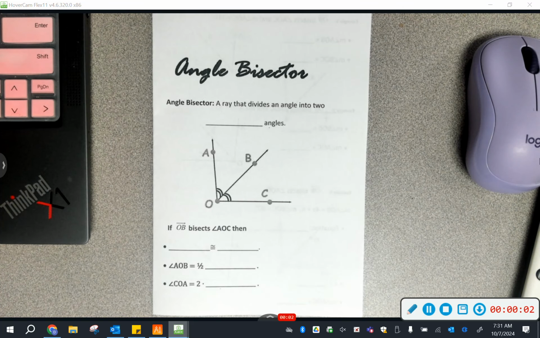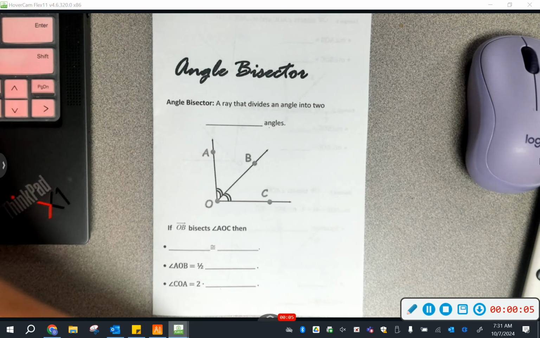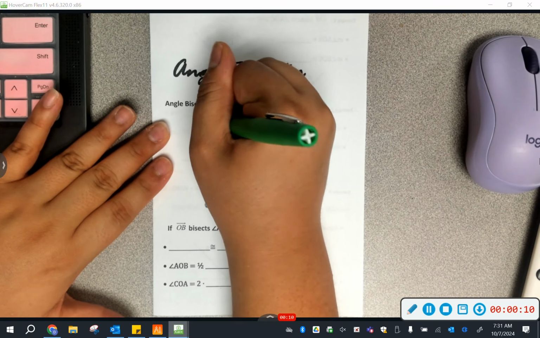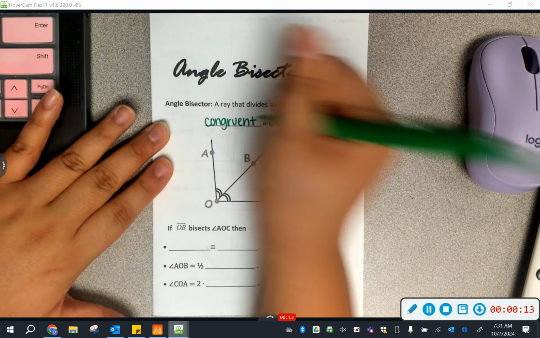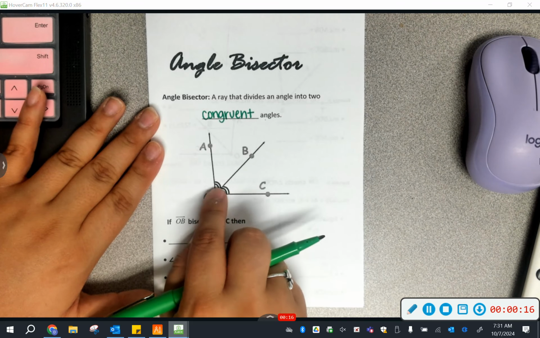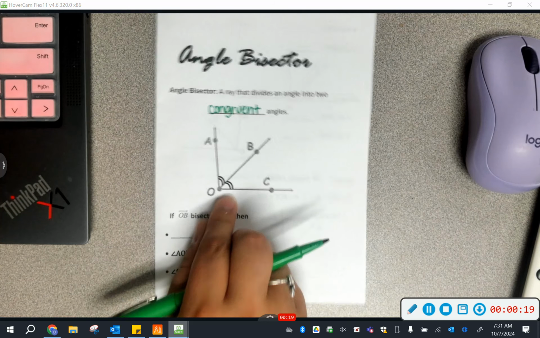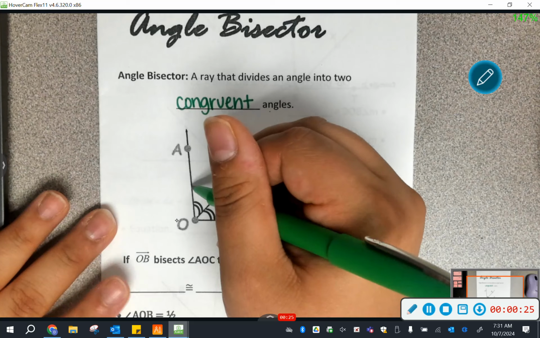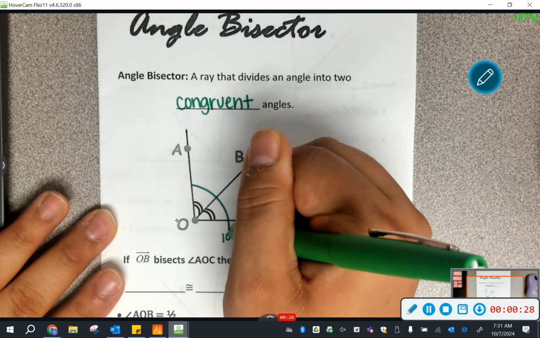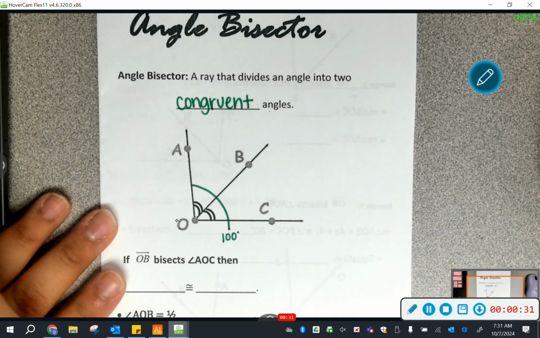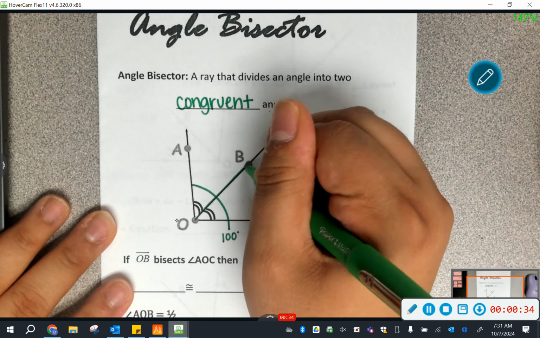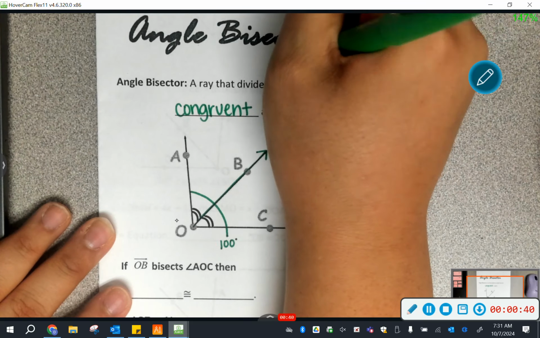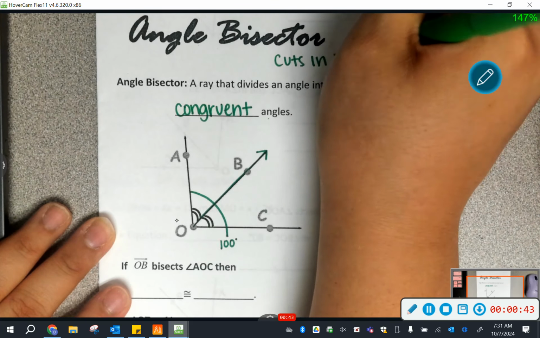An angle bisector is a ray that divides an angle into two congruent angles. If you remember, I told y'all, if angles are congruent, they're going to have little arches or arcs. So these are congruent. If I were to say this whole thing was 100 degrees, this right here is an angle bisector. That means it cut this in half. So if you want to write that right below it, cuts in half.